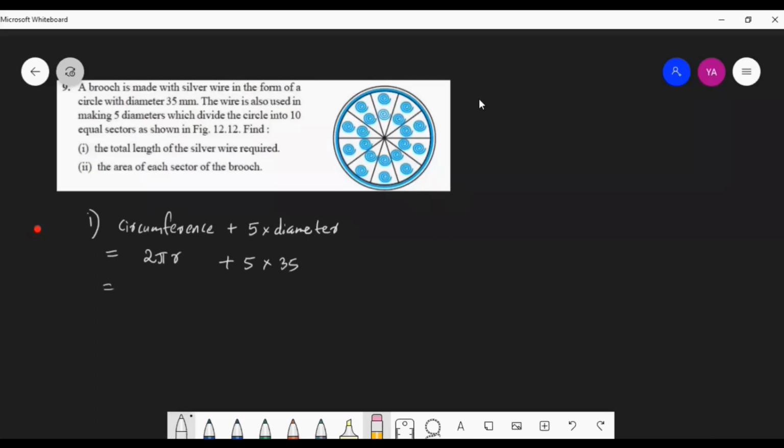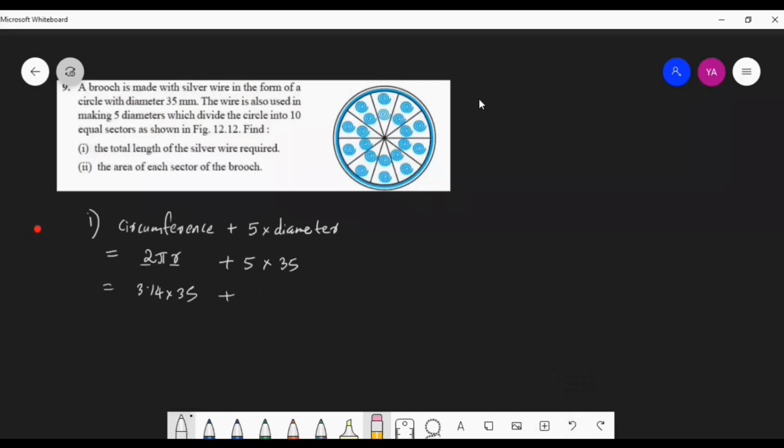Look here, 2 pi r. Here 2r means the diameter, double of the radius. So that will make 35. 2r will be 35. So you can write it as 2 pi into 35 by 2, then cancel 2, that's also fine. So I simply write 3.14 into 35 because 2r makes a diameter. So substitute: 35 plus 5 into 35.